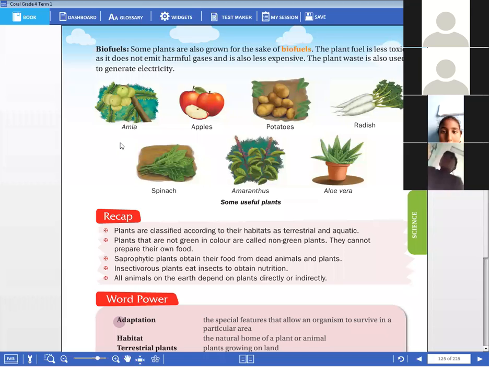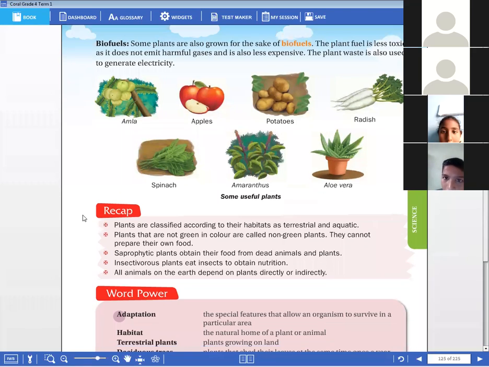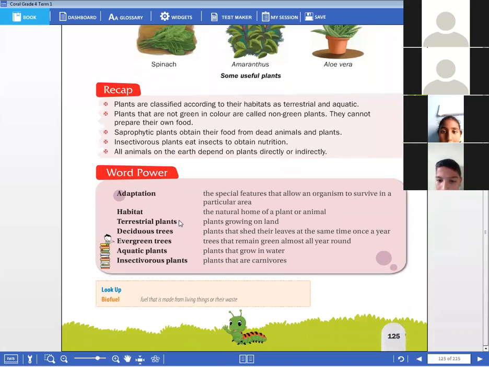It is very low cost and it doesn't harm the environment, and it is simply made with the leftover waste of the plants. So in this way, the plants are very useful for humans, children. Till now, any doubts, children? Till now, any doubts, please let me know.